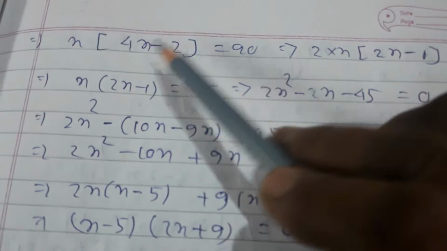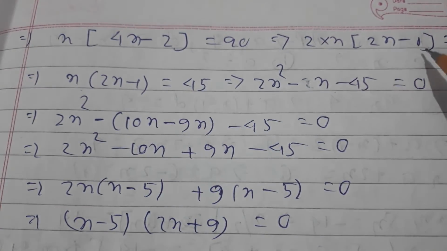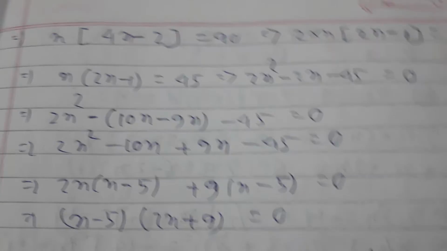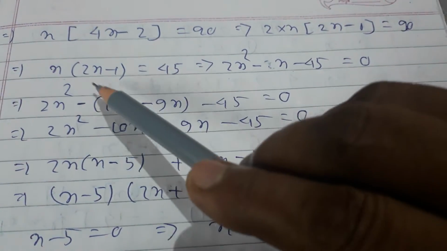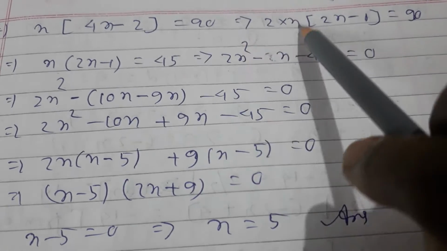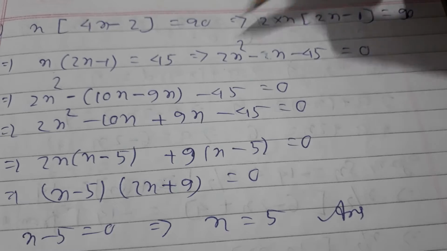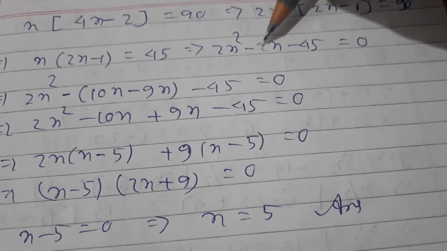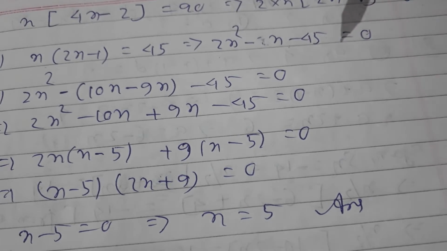Now again you take common 2. 2 into n into (2n minus 1) equal to 90. And here 90 is divisible by 2. So n into (2n minus 1) equal to 45, because 45 into 2 is 90. This 90 is divided by this 2. So here 45. Now 2n square minus n minus 45 equal to 0.